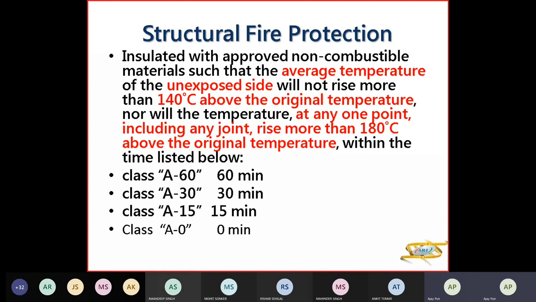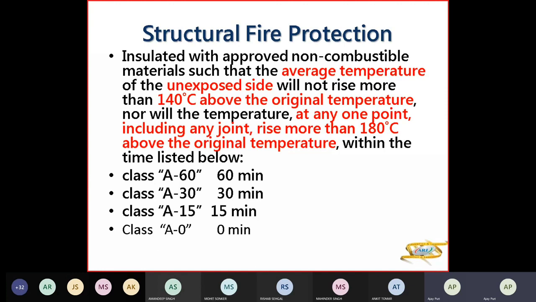And the condition of this insulation is such that the average temperature of the unexposed side, that is the point where your fire is not there. What is an unexposed side? Example, the fire is in number 1 hold. So your unexposed side will be the forward section of number 2 hold. So the fire is there, the bulkhead is trying to control the heat.